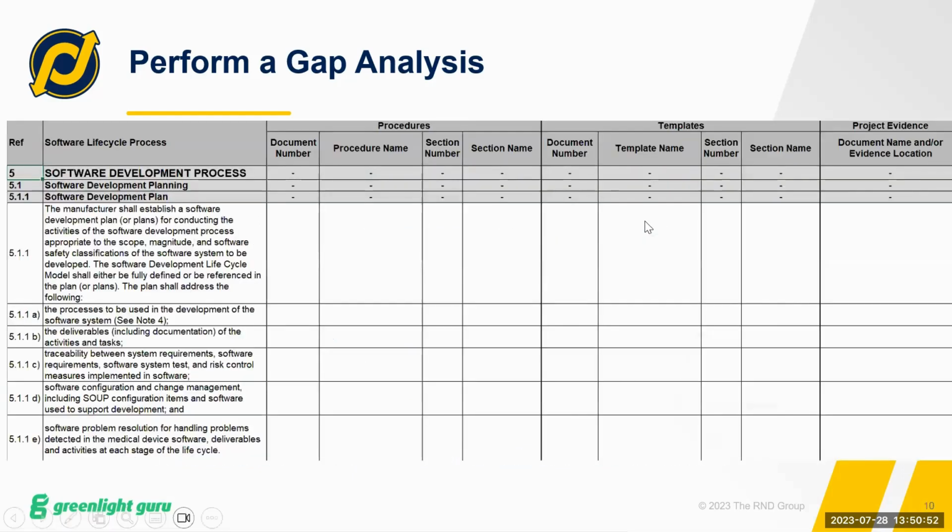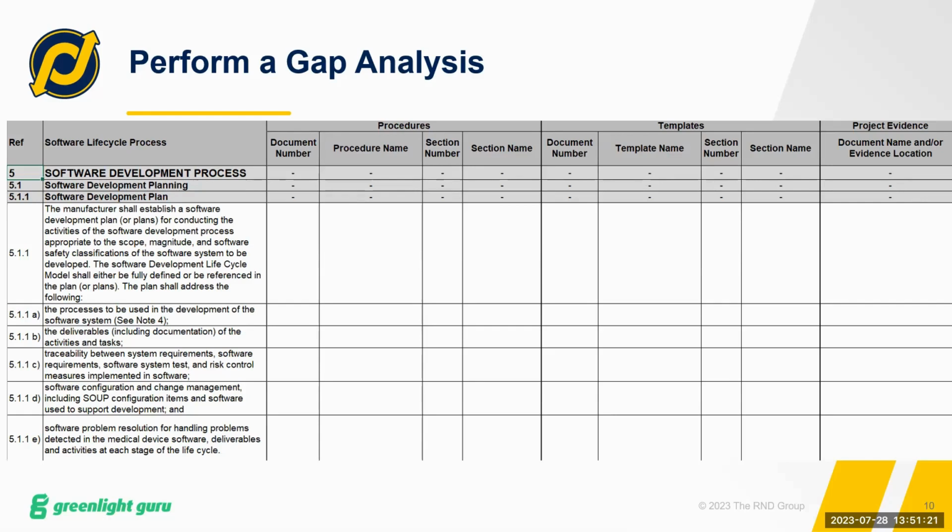Here's an example of what that spreadsheet might look like. I just cut out a little piece of 62304, the 5.1.1 section there. So you see in the first few columns, I have procedures. So I want to identify where in my procedures I've said that we're going to do this, meet this requirement, where we say, okay, this is where you do it and how you do it. And then if applicable, I'll identify a template.